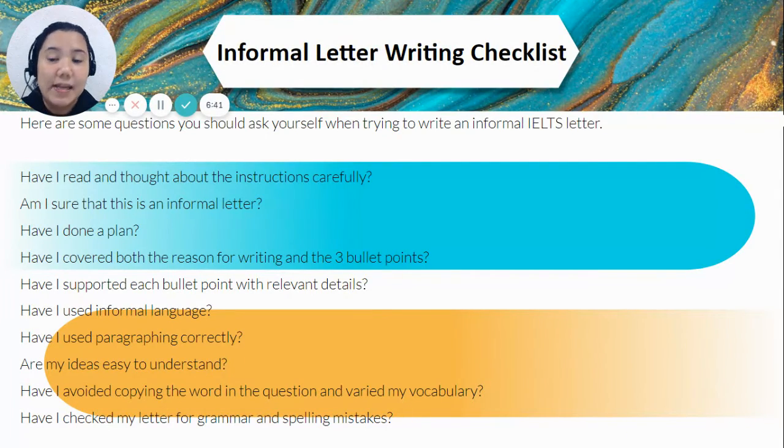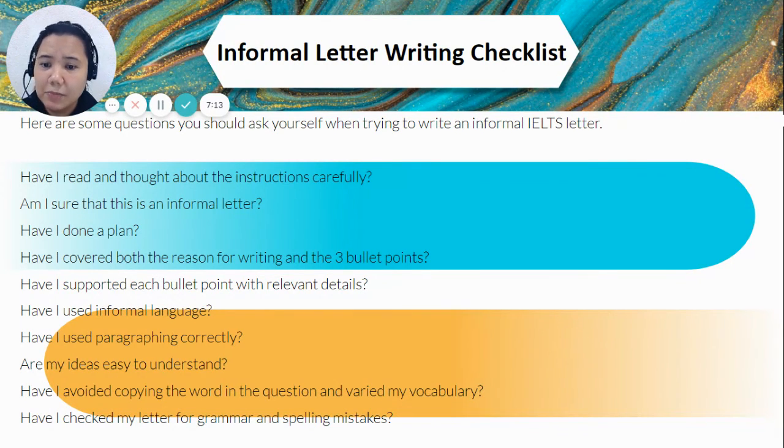Okay, so it is important that we know about the different checklists for the informal writing checklist. These are just some questions you should try to ask yourself when you're going to write an informal IELTS letter. Have I read and thought about the instructions carefully? Am I sure that this is an informal letter? Have I done a plan? Have I covered both the reason for writing and the 3 bullet points? Have I supported each bullet point with relevant details?